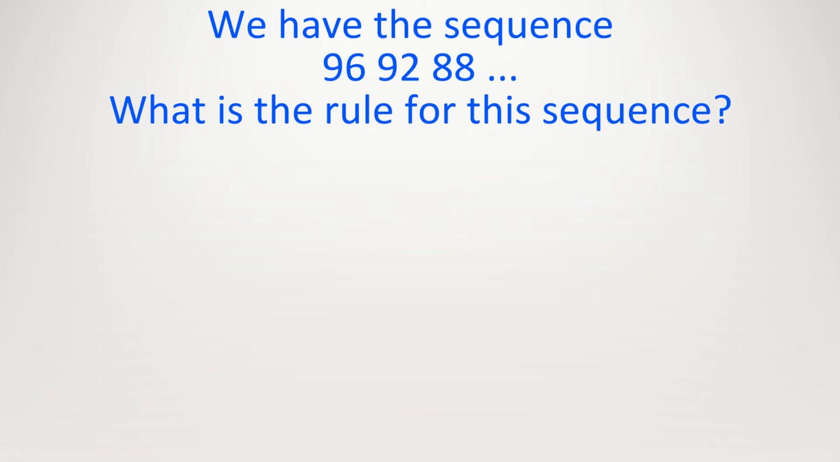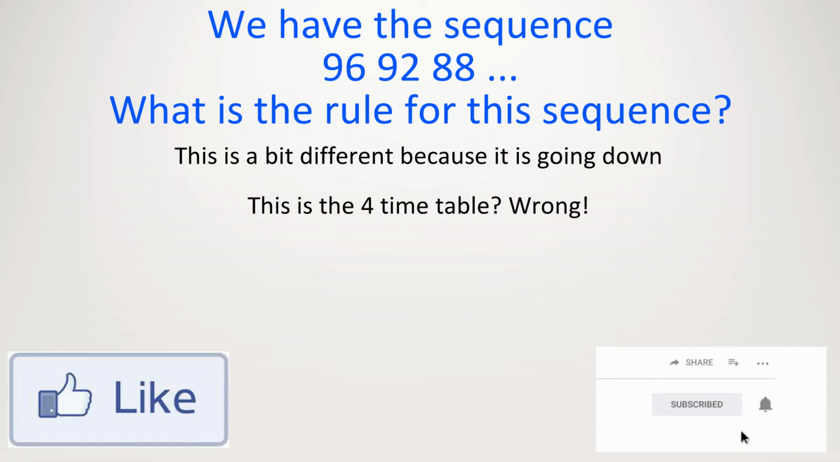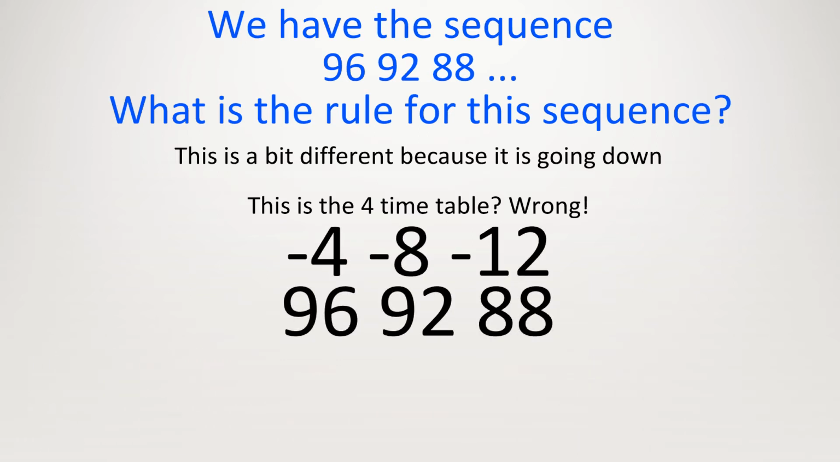This is a bit different because it's going down. It is going down 4 each time, so really this is the 4 times table. Wrong. It is the minus 4 times table. This is a nice way to think about it. Let's put this above: minus 4, minus 8, minus 12. How do we write the minus 4 times table? Minus 4n. Now how do we go from minus 4 to 96? Add what? I'll give you 5 seconds.